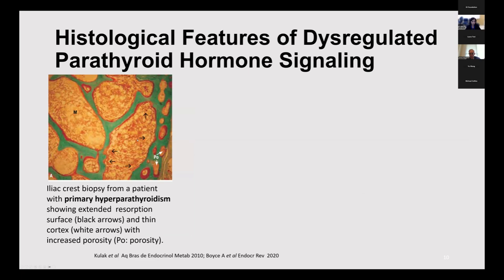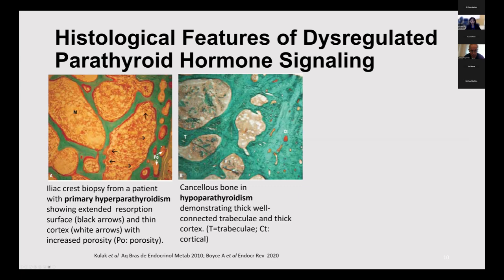And what you can appreciate here are these extended resorption surfaces shown here with these black arrows. And then you can see the thin cortex with increased porosity in these patients. Just to show you the contrast here, this is a patient with hypoparathyroidism, and you can appreciate these thick cortex in these patients with well-connected trabeculae.